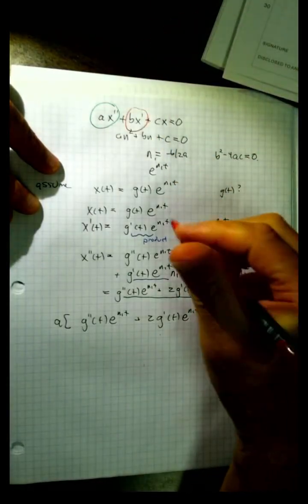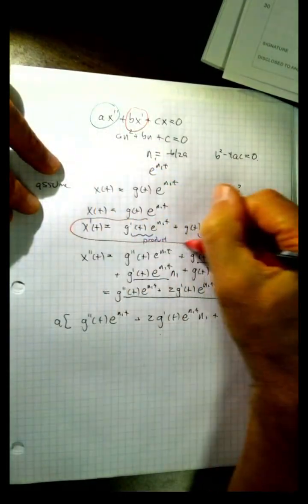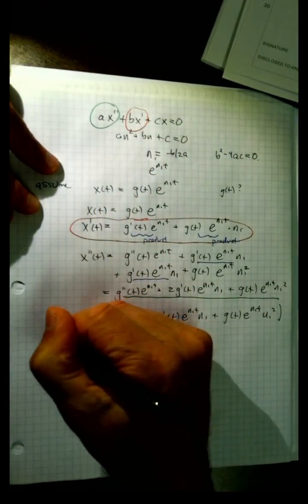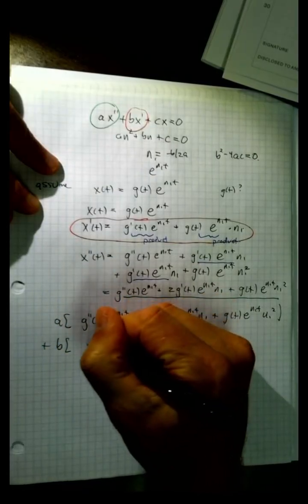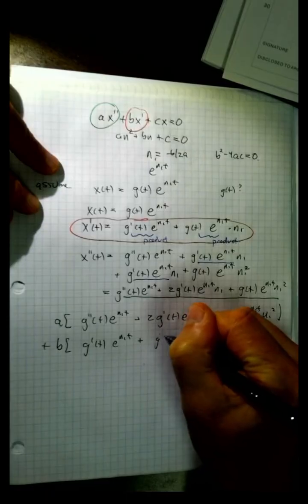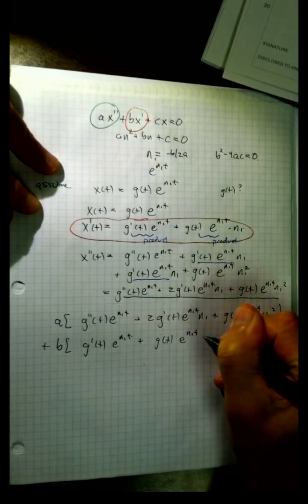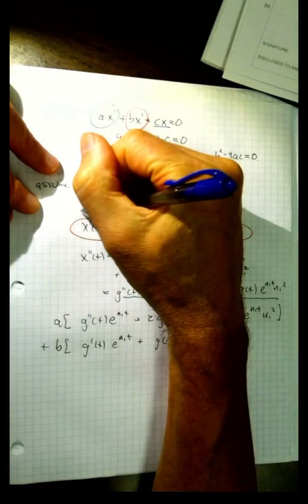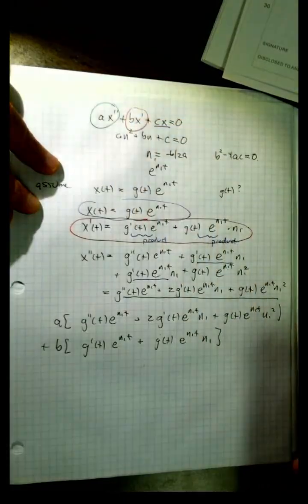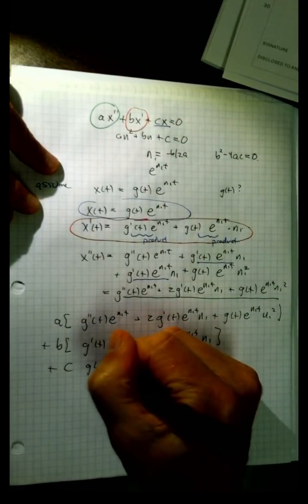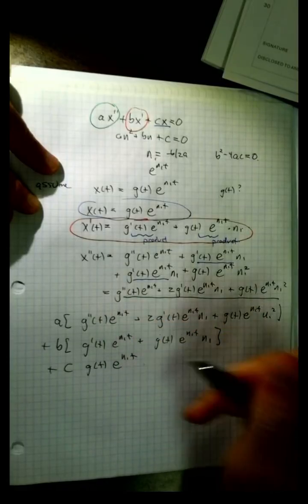For the bx prime, I'm going to use that expression. So I'm going to have plus b times the quantity, g prime e to the n1t plus g of t e to the n1t n1. And then finally, I've got c times x. I'm going to use that. So I'm going to have c times x, which is g of t e to the n1t.